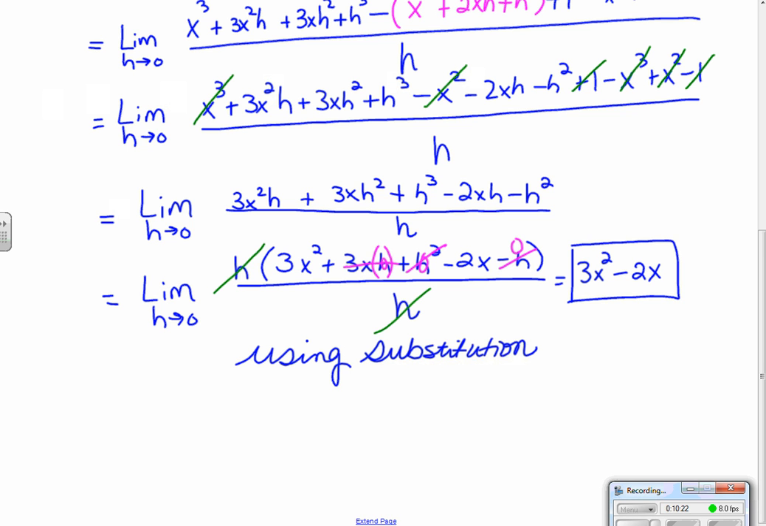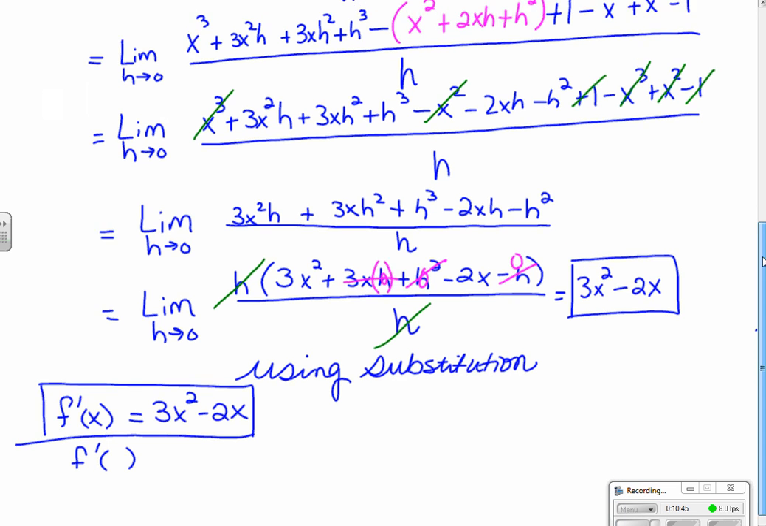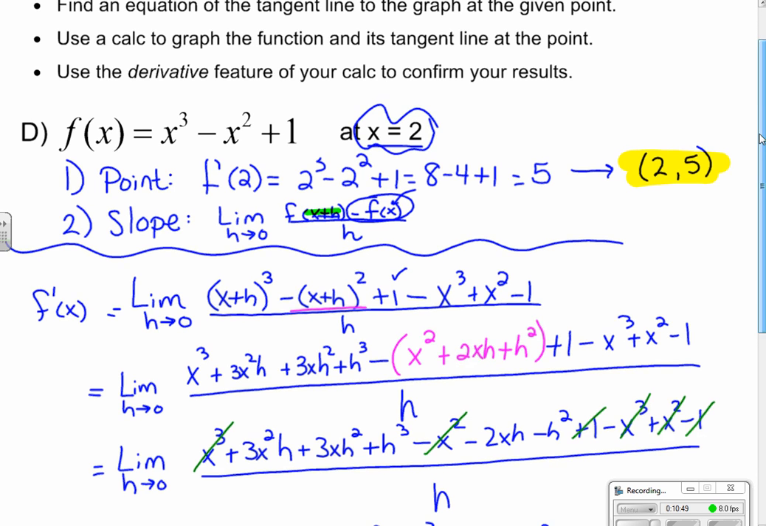After all that work, what does this represent? Well, if you look way up to the beginning where we started, we said f prime of x, the derivative, is equal to 3x squared minus 2x. You just found the derivative of your problem. Now, what we need to do is evaluate this at the point, scroll back up, at the point of 2.